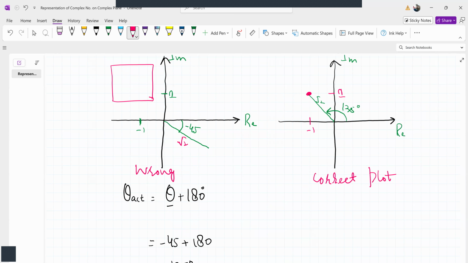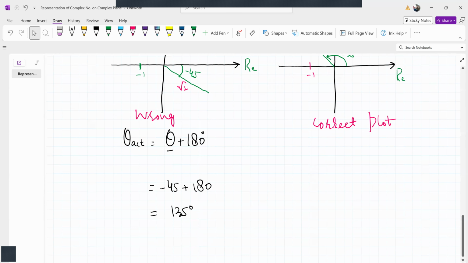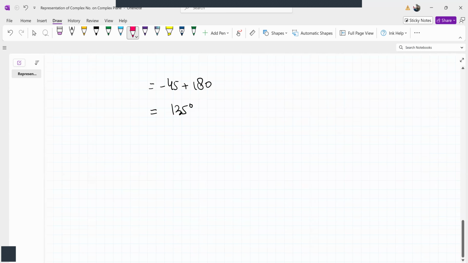This is the correct plot of this complex number. Similarly, let's study one more example. For example, let me take a very simple example. Z is -1 minus j. So how much is A here? A is clearly -1, B is -1.